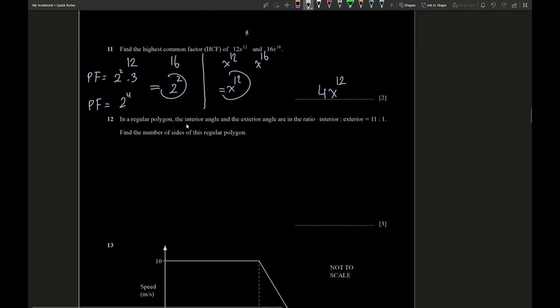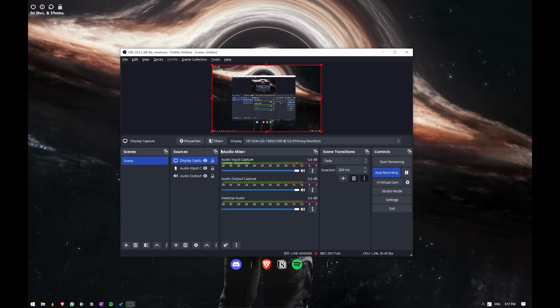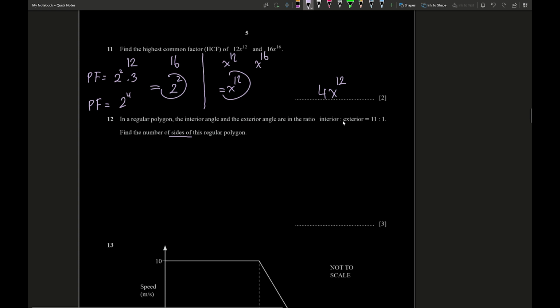In a regular polygon, the interior angle and the exterior angle are in the ratio interior to exterior is equal to 11 to 1. Find the number of sides of this regular polygon. Alright, so we know the ratio that interior to exterior angle is equal to 11 to 1.